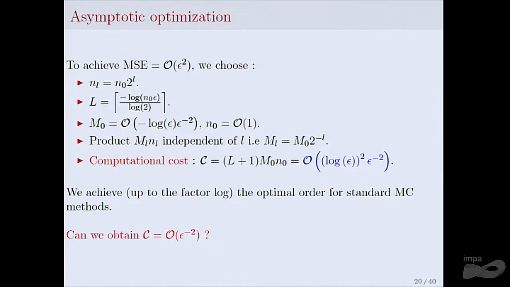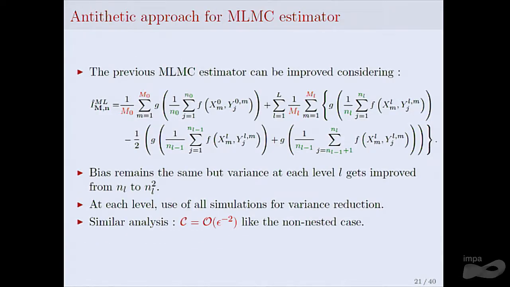Remember, for the standard Monte Carlo, it's just 1 over epsilon squared. So what you can ask yourself now is, can you achieve the 1 over epsilon squared for the computational cost? And the answer is yes.